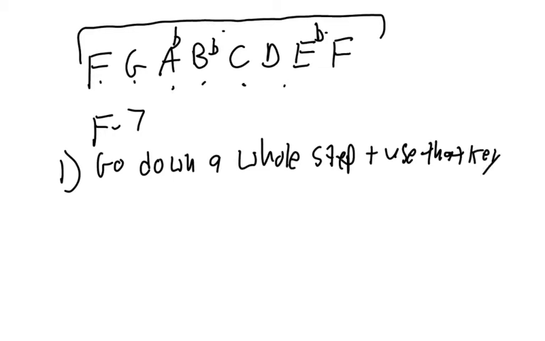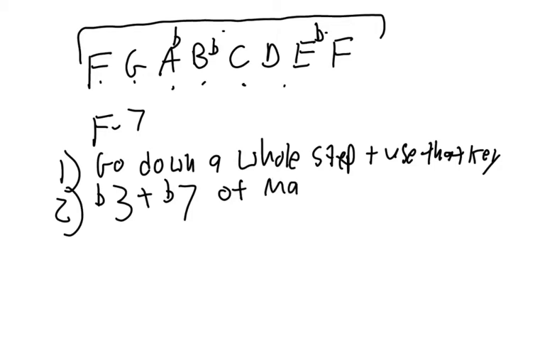Now way number 2 to form those Dorian scales is simply, I'm going to say it as this, flat 3 and flat 7 of major. Flat 3 and flat 7 of major. So what that means is to take any major scale and then lower the 3rd and lower the 7th note of the major scale, and it will change it into Dorian.